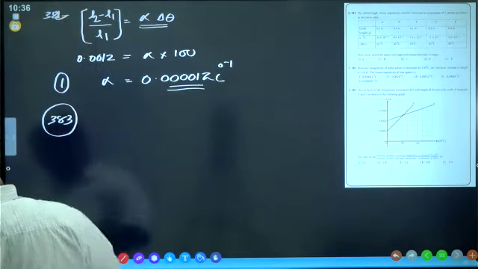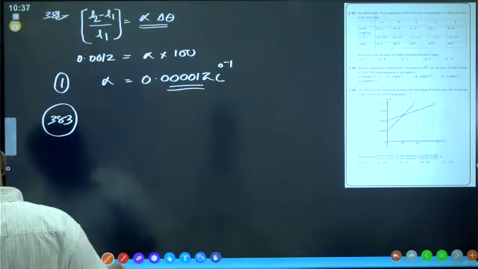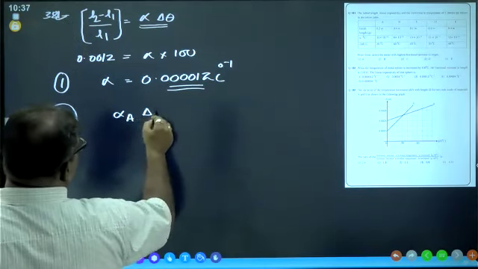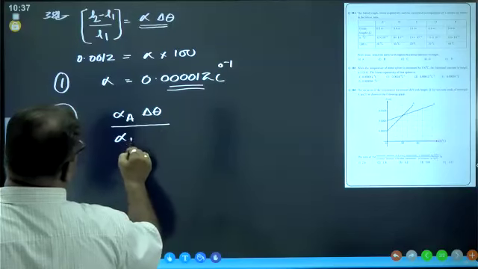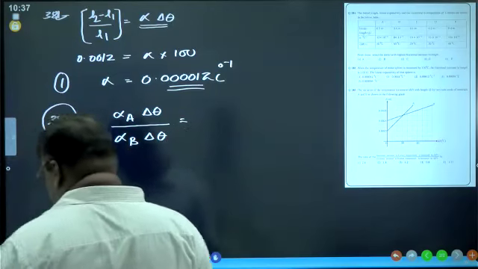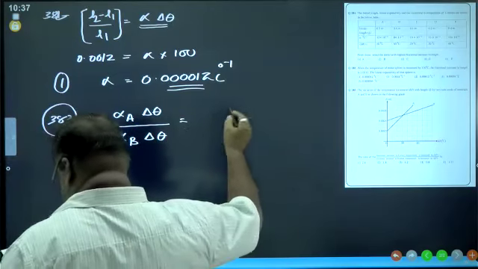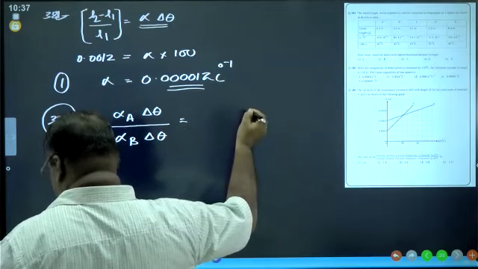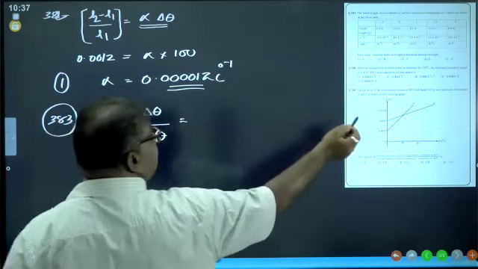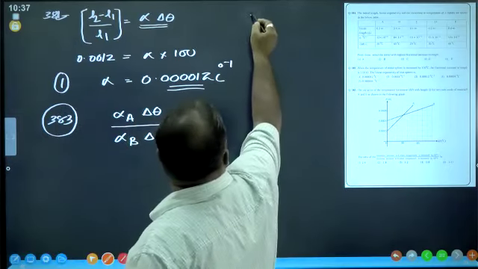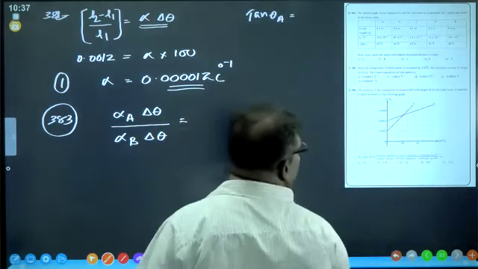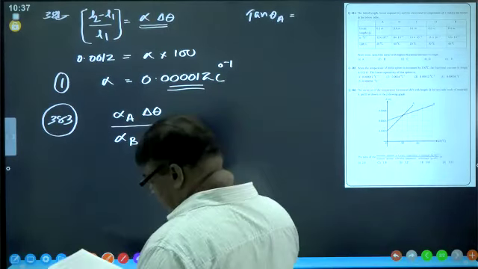Right. Fractional increase of A, alpha A delta theta, divided by alpha B delta theta, right? Then we have to take the gradient of each graph, no? Can we consider the gradient of each graph? Then tan theta A represents alpha A.